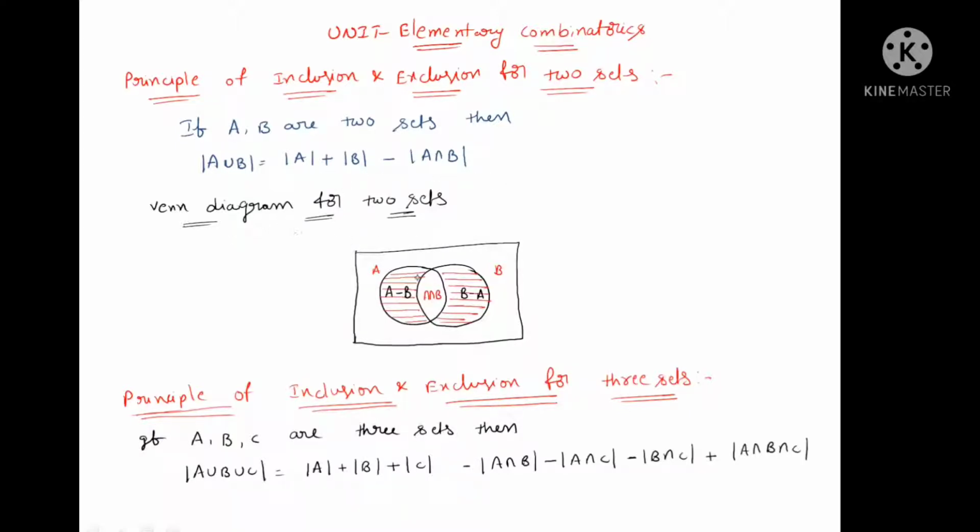Now the Venn diagram for two sets. These are two sets A and B. This is A intersection B. This is A minus B. This is B minus A.